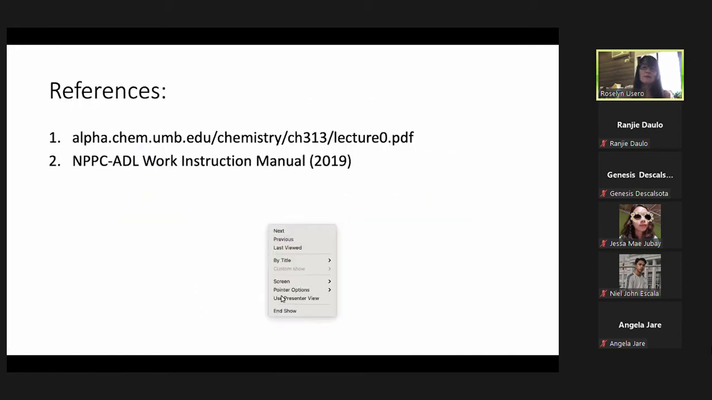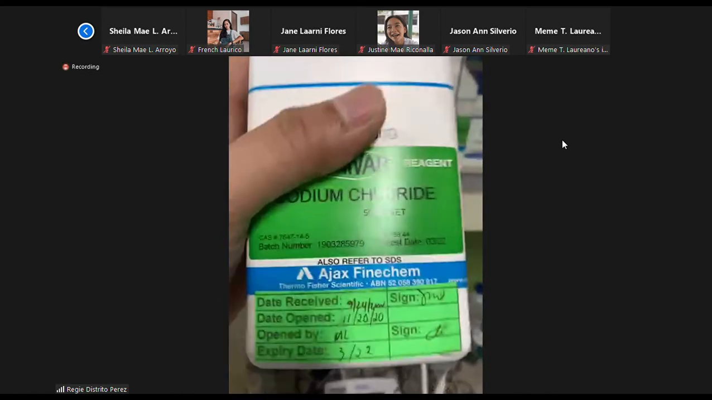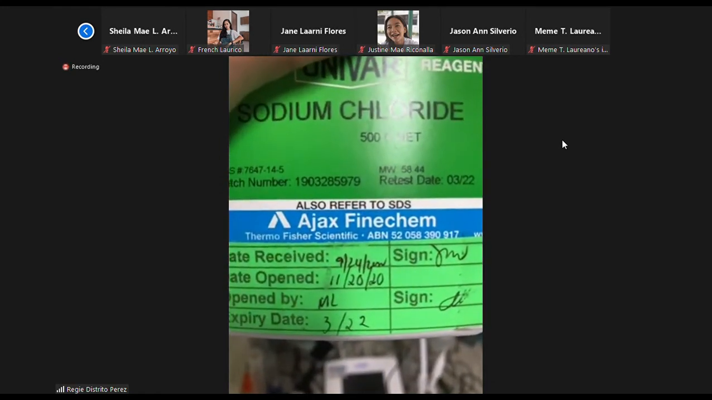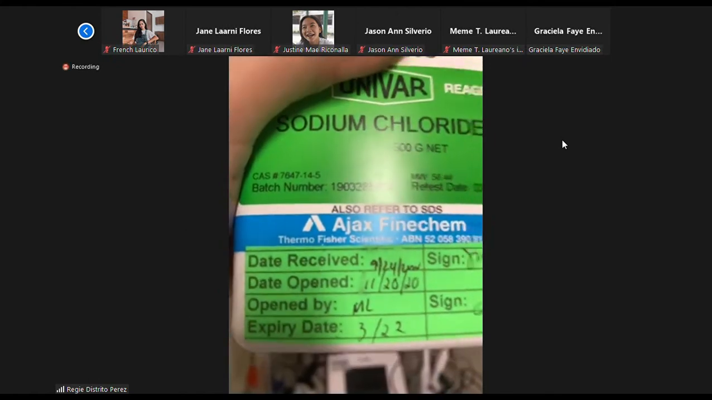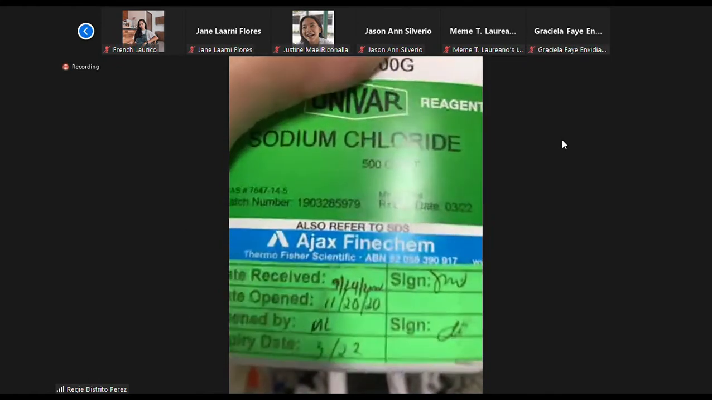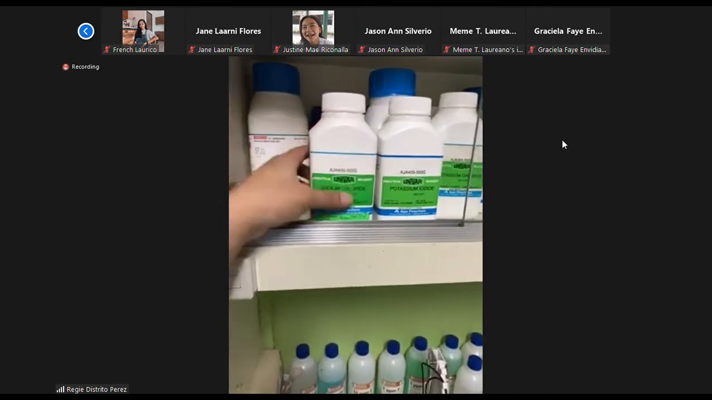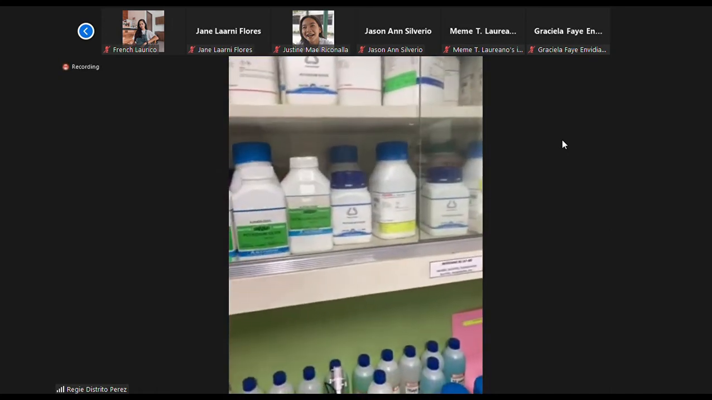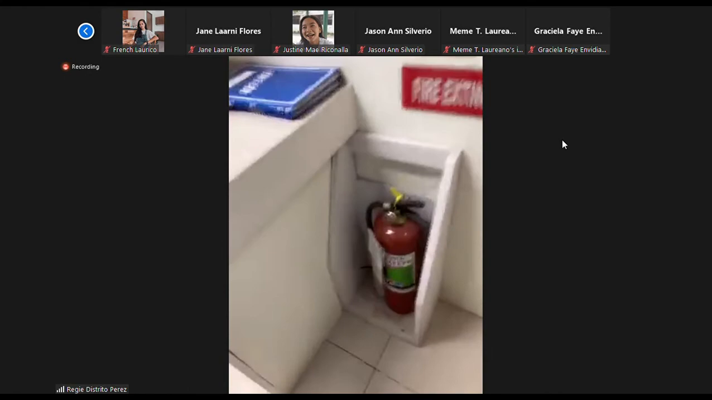And also there's a label: date received, the signature of the one who received it, the date opened, the name of the person who opened the chemical, and also the expiry date. This is the ISO standard of labeling the chemicals. And also, the most important thing in the laboratory is the fire extinguisher. First one, before you enter the laboratory, you must have the fire extinguisher.